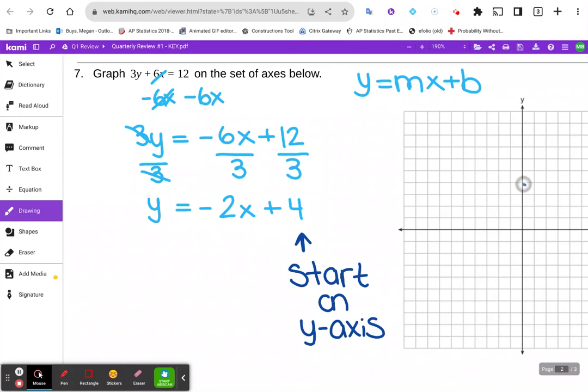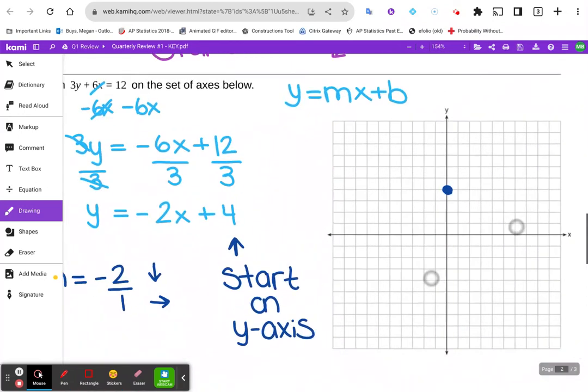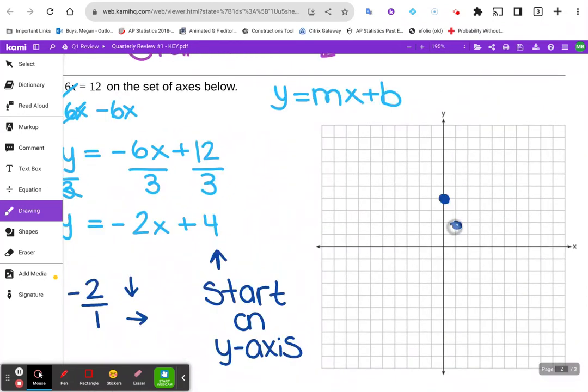So on the y-axis, I'm going up to positive 4. Now our slope is a negative 2. It can also be considered a negative 2 over 1. So in here, we're going down 2 and 1 to the right each time. So I'm coming down 2, 1 to the right. Down 2, 1 to the right. And I'm going to keep that pattern moving solid.